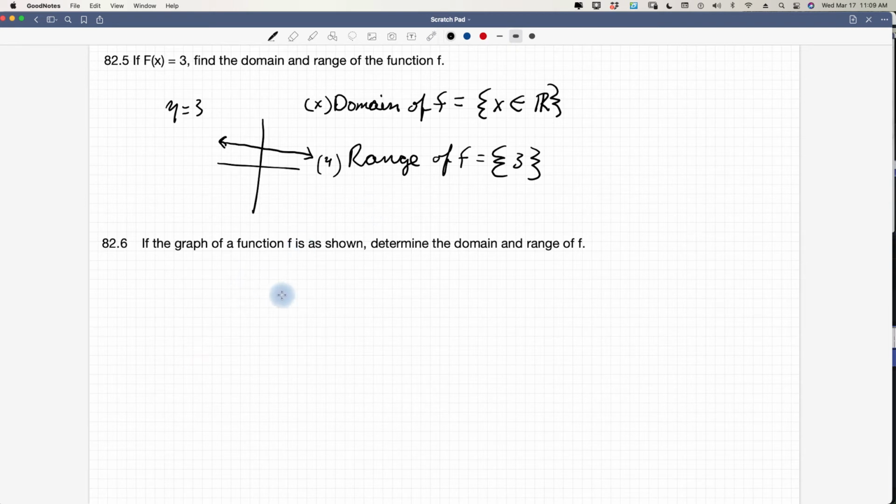All right, so 82.6. If the graph of a function f is as shown, determine the domain and range of f. So here's our graph. This is what we're given. We have this little graph here.